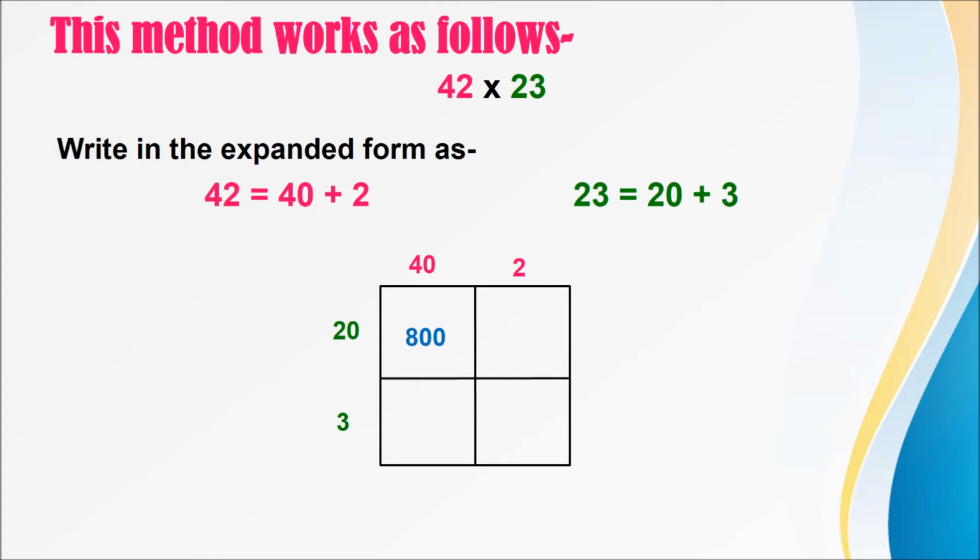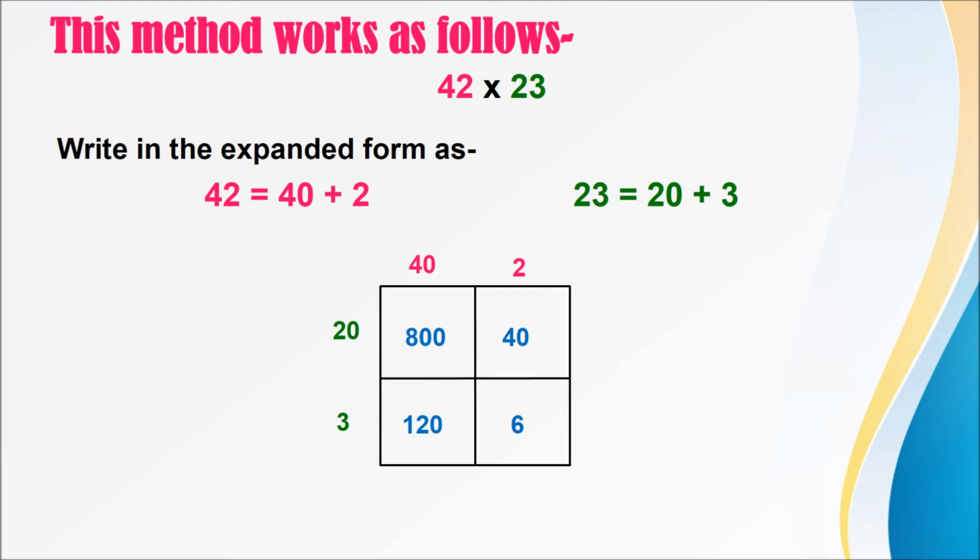40 into 20 gives 800 and 2 into 4 gives product 8. 40 into 3, that is equal to 120. 2 into 20, that is equal to 40. Again, these two multiplications are single-digit multiplications with the addition of a 0 to the product. And finally, 2 into 3, that gives the product 6.